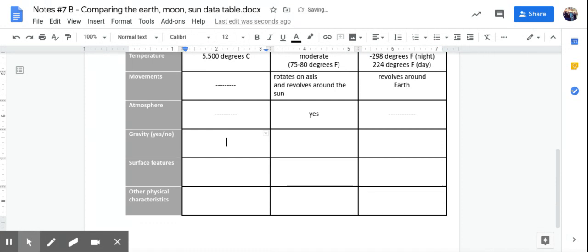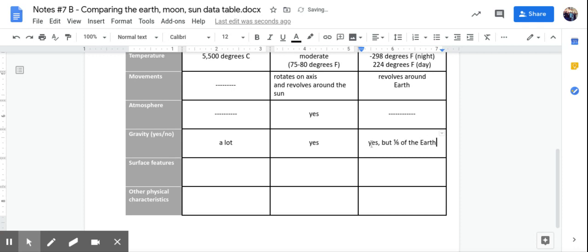Gravity. Now, we talked a little bit about how the bigger the object is, the more gravitational pull it will have. So, since the sun is so big, we can say that the sun has quite a bit of gravity, which is why it has pulled 8 planets into orbit around it. The Earth also has gravity, but not as much as the sun. And then the moon has a gravitational pull as well, but it's only 1/6 the power of the Earth.